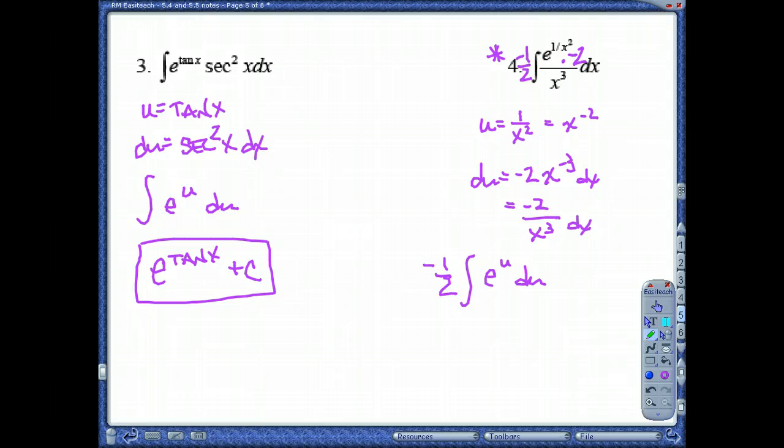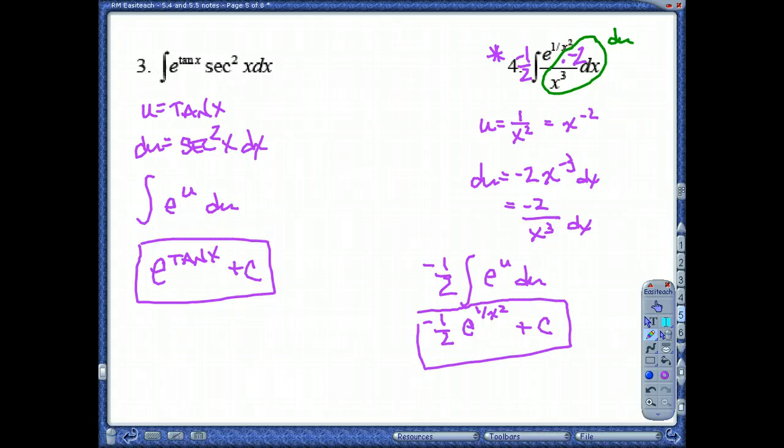All that I had to put in was that 2, and all of that turned out to be du. I'm telling you, that is a real bargain. A bargain of integration. Negative 1/2 e to the u, and u was 1 over x squared plus c. So hopefully you got the right answer. If you didn't, hopefully you see where you made your mistake.